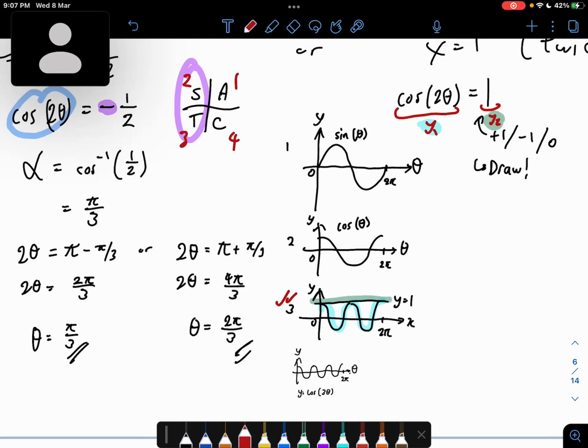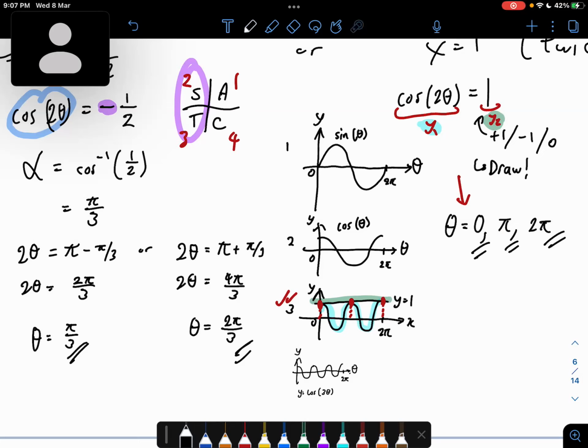Then where are the intersections? Here, here, here. The corresponding x value, what is it? 0, pi, and then 2 pi. Yeah, that gives you the answer to theta straight away.